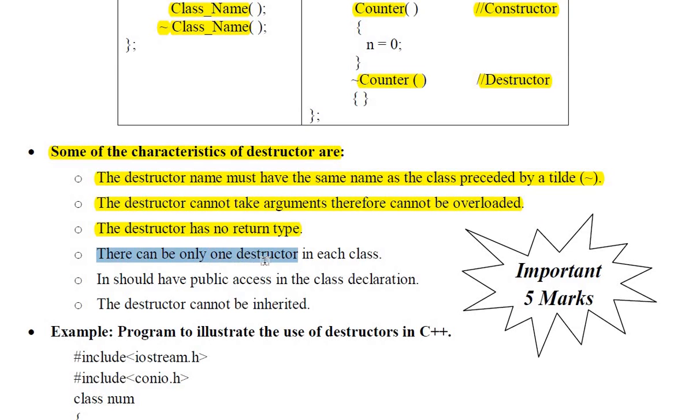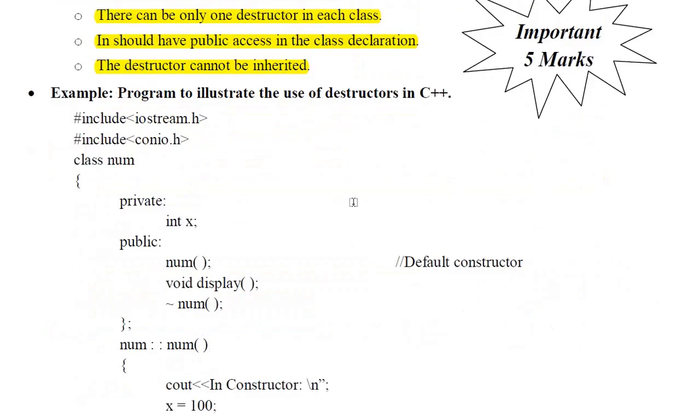There can only be one destructor in each class. So in one class we can create only one destructor. For constructors we can create many constructors in one class, but in one class we can create only one destructor. It should have public access in the class declaration. Means the destructor function should be declared in the public section. The destructor cannot be inherited. So we cannot reuse the destructor.